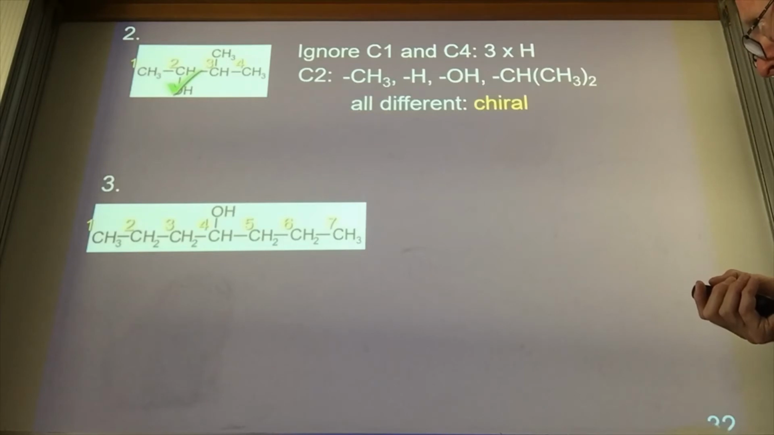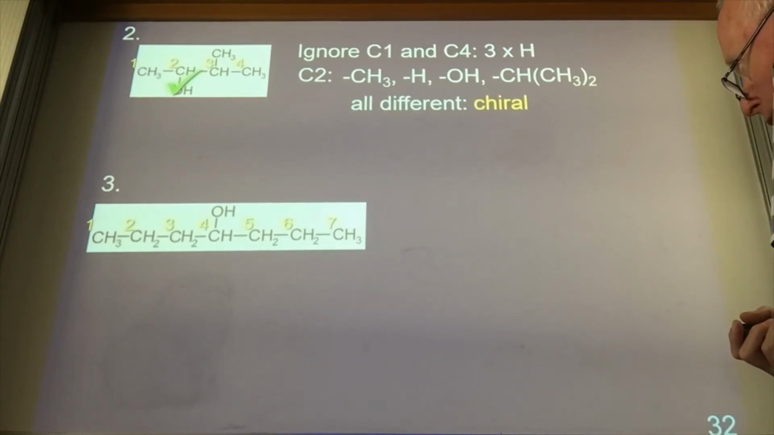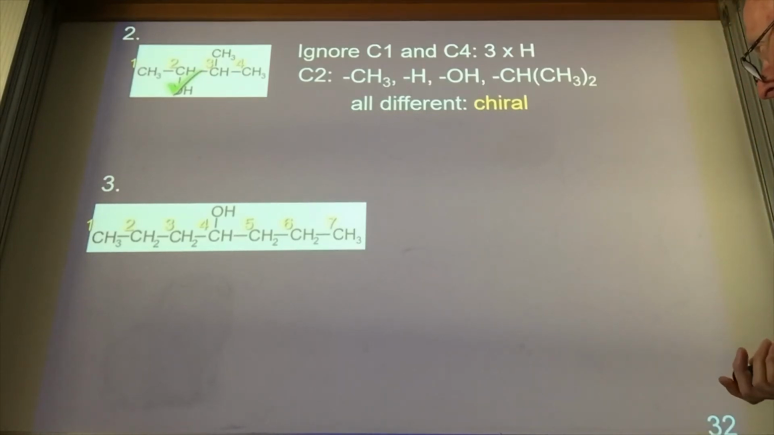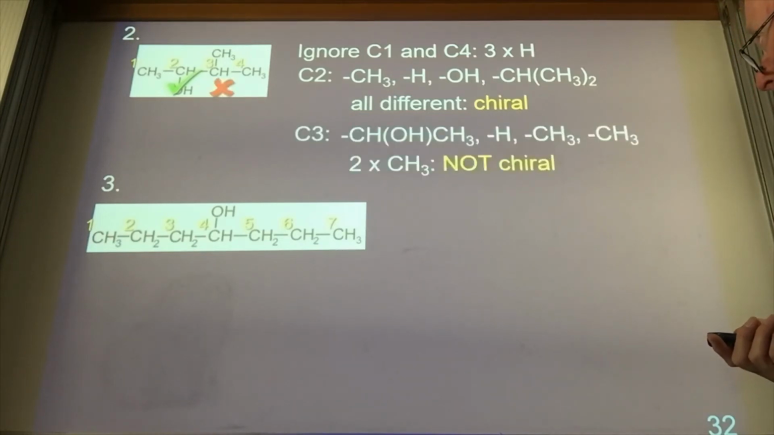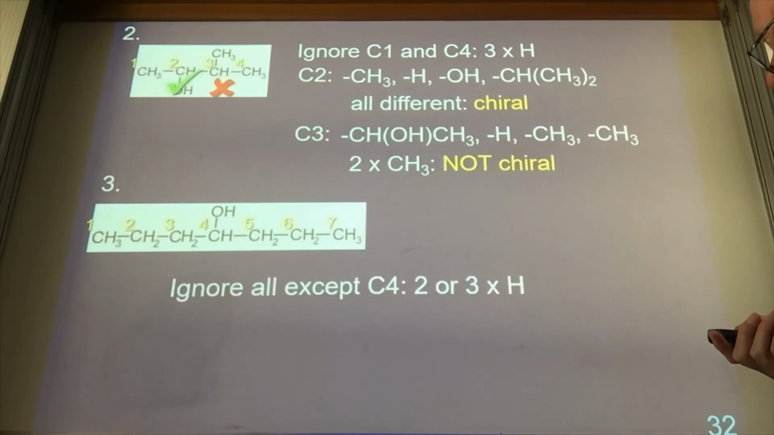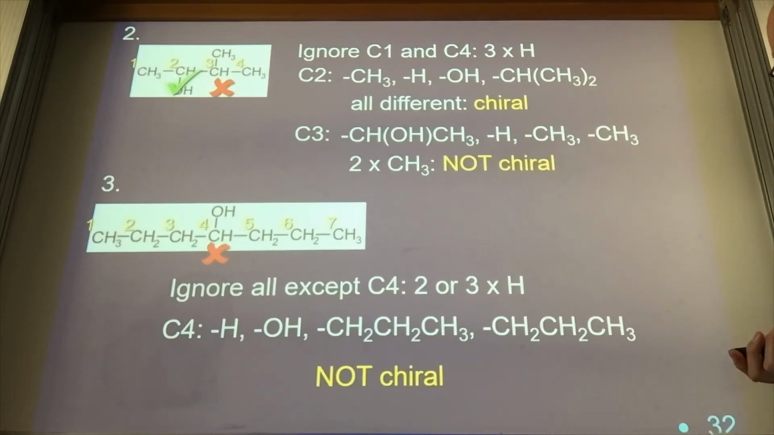What about this one? Well, when we eliminate everything with more than one hydrogen, we're just left with carbon number 4 in that case. Now, what are the 2 hydrocarbony bits attached? You've got a propyl that side and a propyl that side. They look pretty similar to me. That means carbon number 4 is not chiral. That means this is not a chiral molecule.